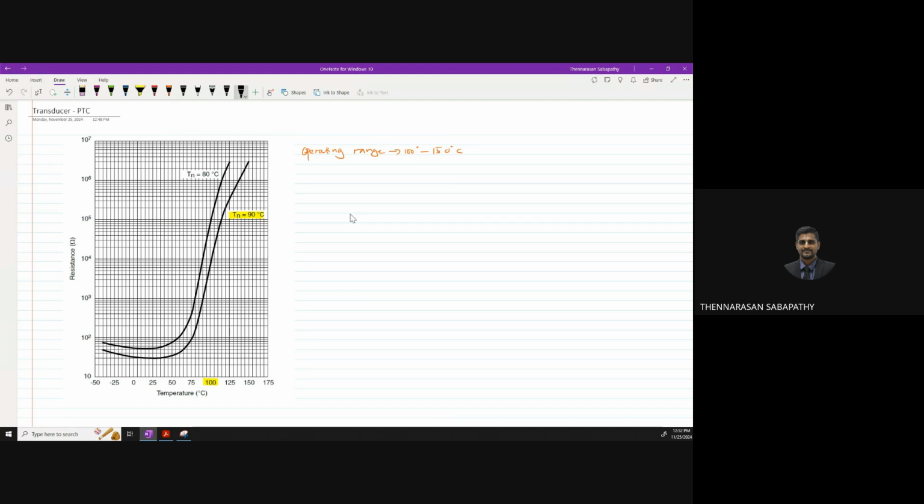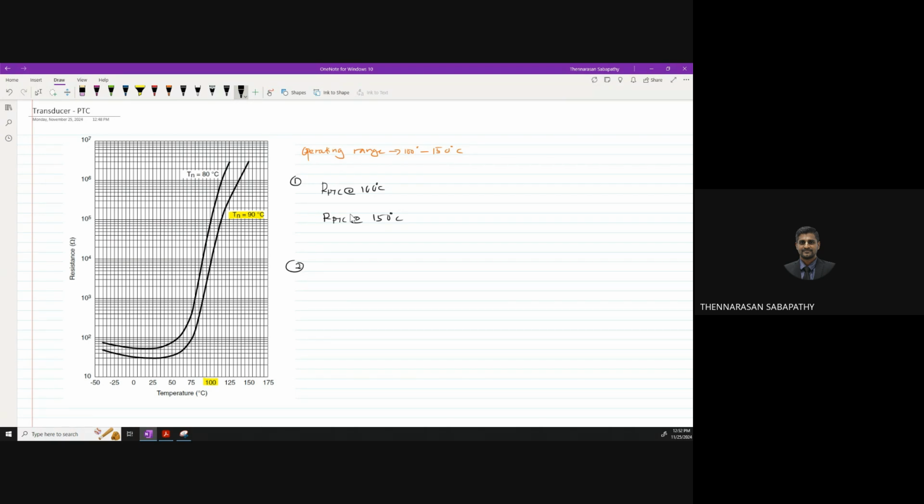So I'll just give a hint. You have to get the RPTC at 100 and RPTC at 150. You should get them from the datasheet, no calculation. Okay, so this is the first step.